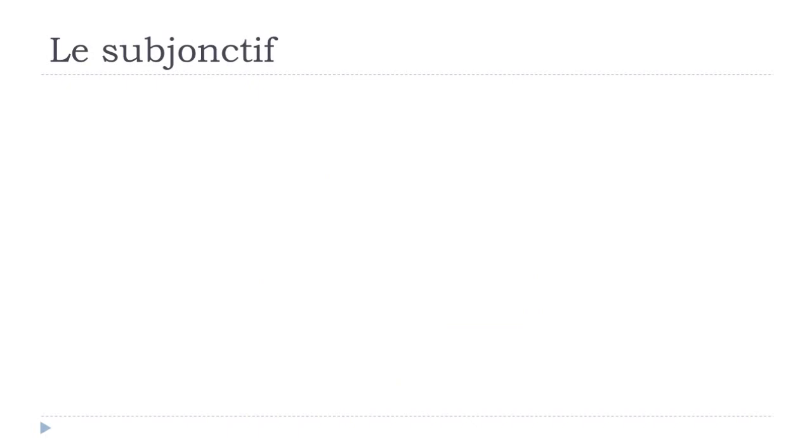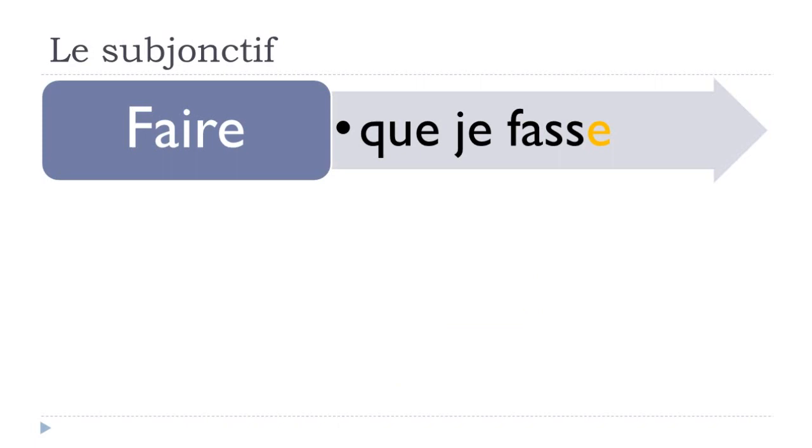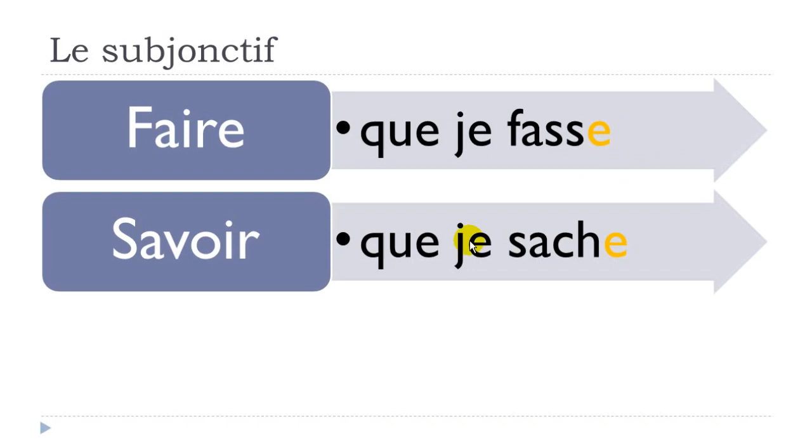Okay, but then of course we've got some irregular verbs because we're talking about the French language. So let's start now. The verb faire, to do, will become que je fasse. Here you've got the ending, and it means that this first part will stay the same. You just need to change the endings: que tu fasses, qu'il fasse, etc. All right, savoir will give you que je sache. Same thing here, you take the first part away, and after that you put the endings that we saw, according to the person, of course.